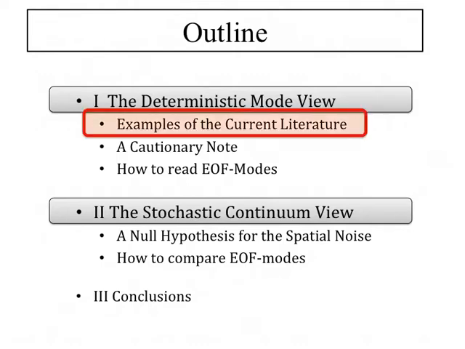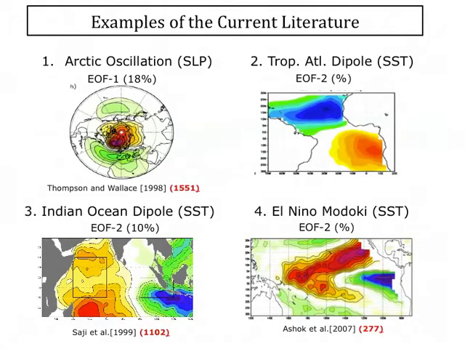Okay, let's start with the examples from the current literature. Principal component analysis, or EOF analysis, is very high profile in the literature. If you look at the most outstanding publications in the last 10, 20 years, these are actually principal component analysis. So I'll give you 4 examples.